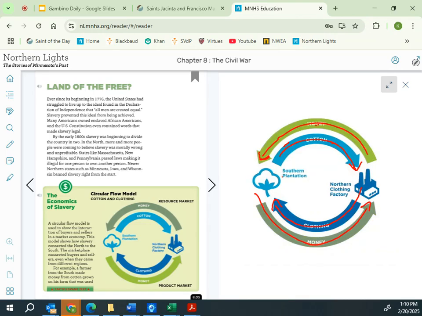Adeline? Are those colors customary? Yes. It's just showing that the South is giving the cotton, the factories are giving the money. Shows that the factories are selling the clothing, the South is paying for the clothing. Okay, so it's just showing the way that it goes.